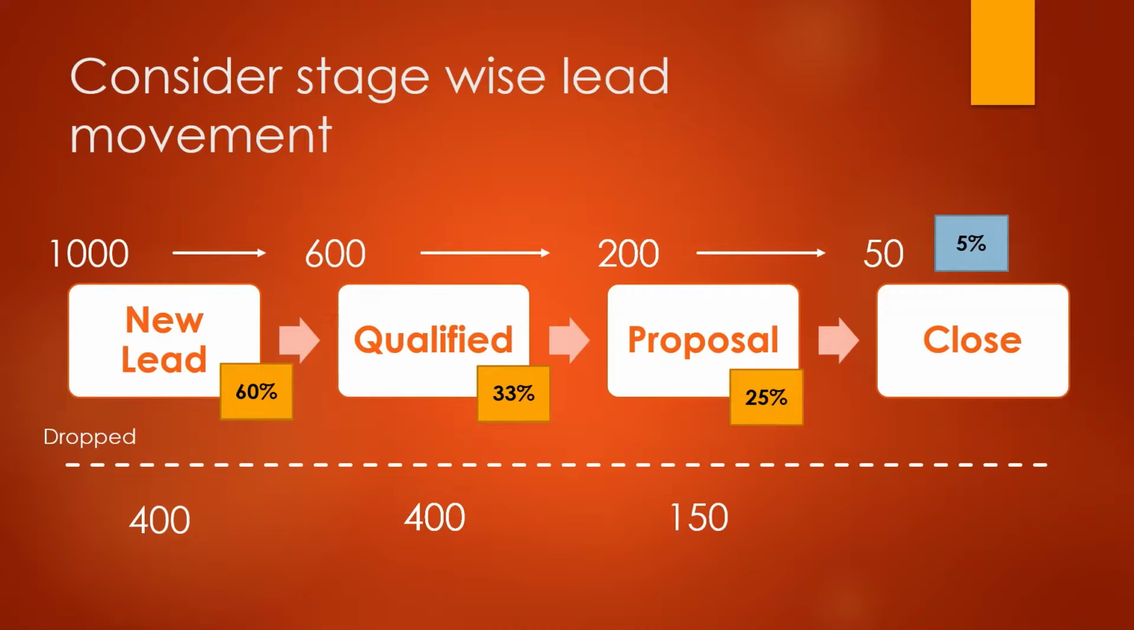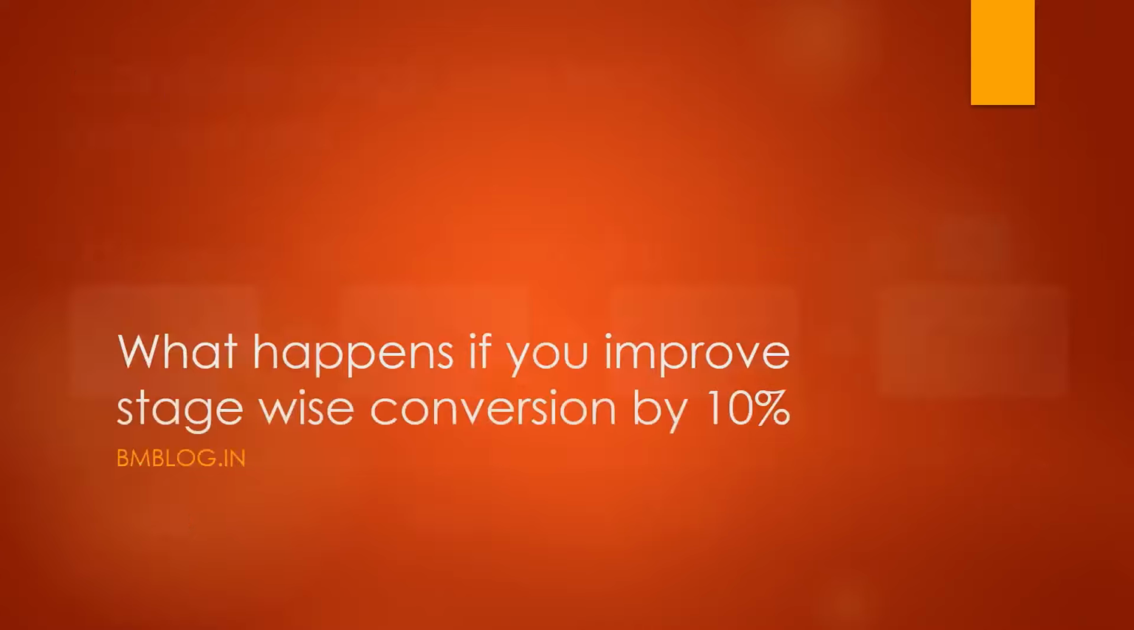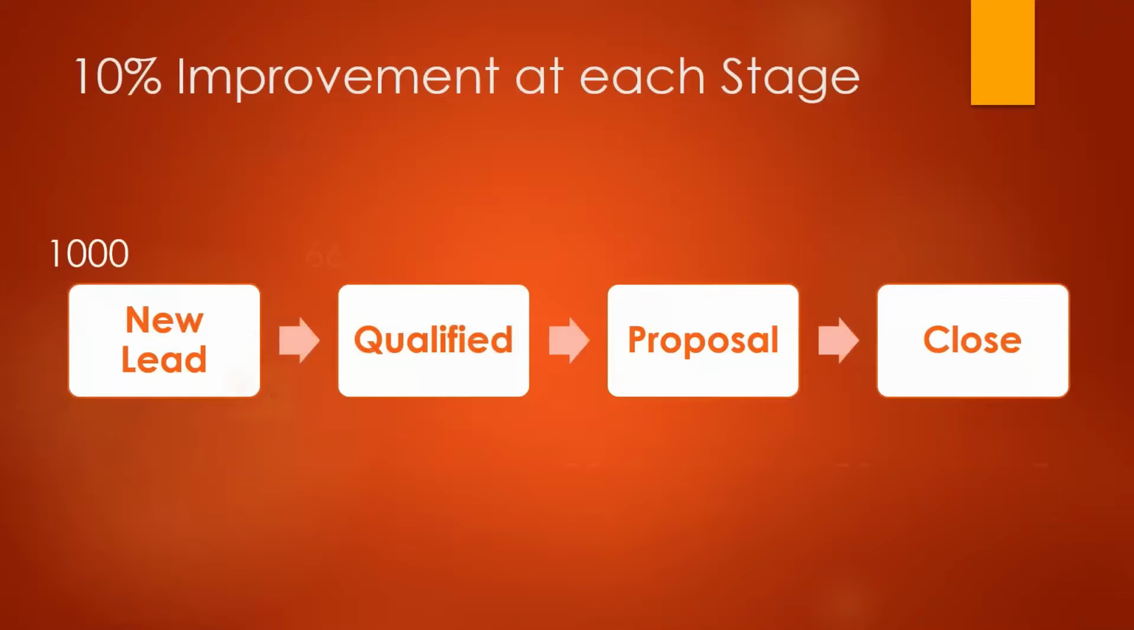Now, if you say, okay, let's improve our conversion by 10%, you're talking about moving from 5% to 5.5%, or instead of closing 50, you're talking about closing 55 deals. But what happens if you improve your stage-wise conversion by 10%? So instead of improving the 5% final conversion by 10%, what happens if you improve the conversion at each stage by 10%? Let's look at the same example.